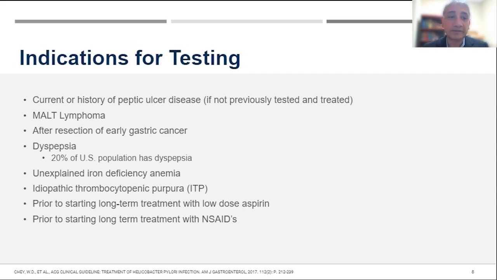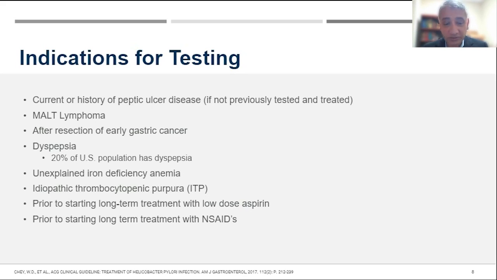Dyspepsia is abdominal pain, which is concentrated in the upper portion of the abdomen. It affects 20% of the US population, and because of how common it is, the majority of H. pylori testing that occurs tends to be in individuals with dyspepsia. So that group of individuals are ideal for testing for H. pylori. Individuals with unexplained iron deficiency anemia should also undergo H. pylori testing, as should individuals who have ITP.